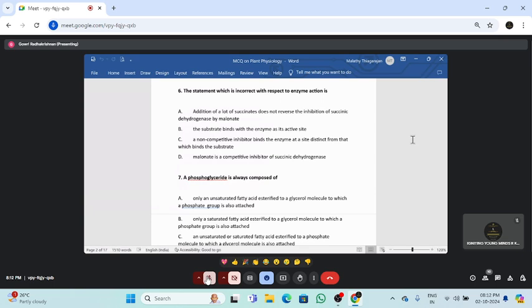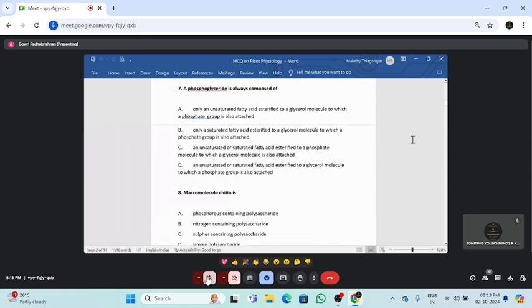Addition of a lot of succinate does not reverse the inhibition of succinate dehydrogenase by malonate. This is not correct. It does have a reverse effect. That's why we say option A is the correct answer for this question.